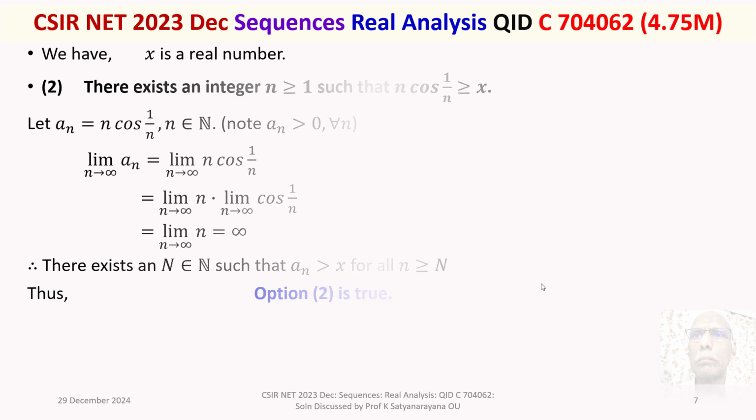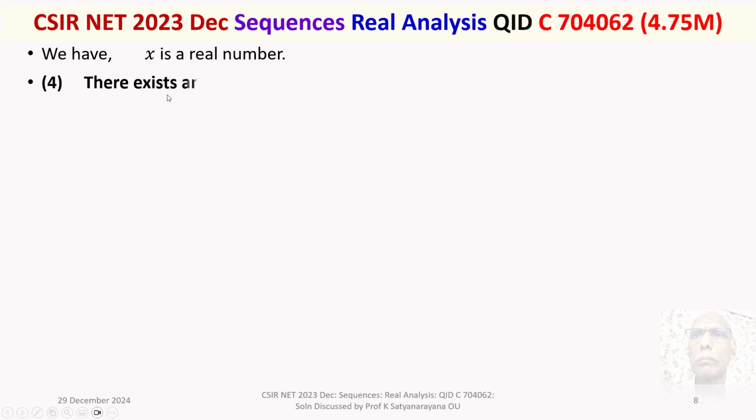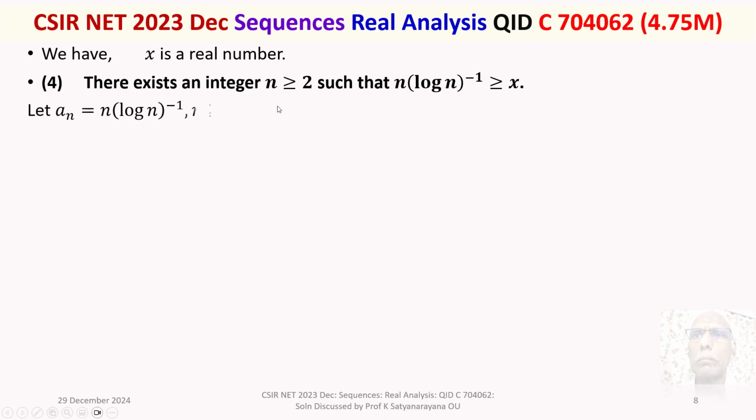We move on to option 4. There exists an integer n greater than or equal to 2 such that n multiplied by (log n) to the power of minus 1 is greater than or equal to x. Consider the sequence a_n, where a_n is n multiplied by (log n) to the power of minus 1, where n is greater than or equal to 2 and each a_n is positive. Why is n greater than or equal to 2? If you take n equal to 1, log 1 is 0, and 0 to the power of minus 1 is not defined. So this n will start from 2 onwards.